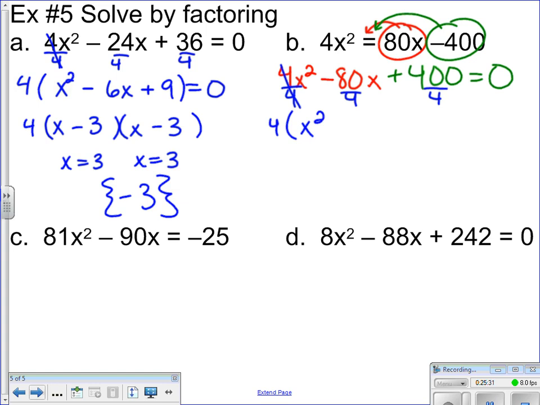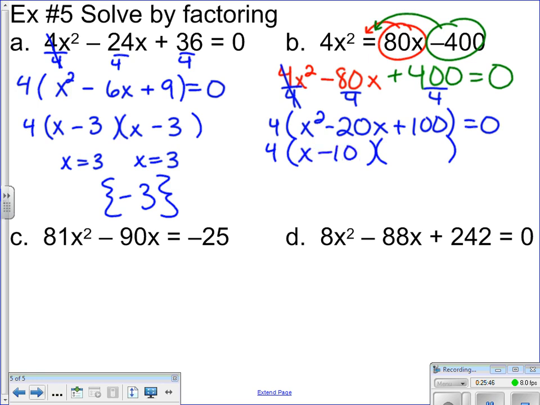80 divided by 4 makes 20. 400 divided by 4 makes 100. Now hopefully you can make the two factors that you need. What times what makes 100 and adds up to negative 20? That should be a negative 10 and a negative 10. I don't need you to tell me the answer is 10 twice, so just put 10 inside the fancy brackets. All right, go ahead and take a moment and do C and D. I'll start them here in a second.